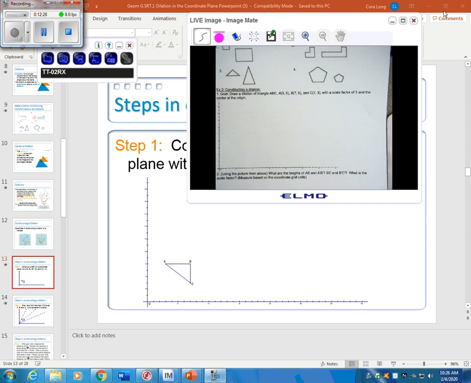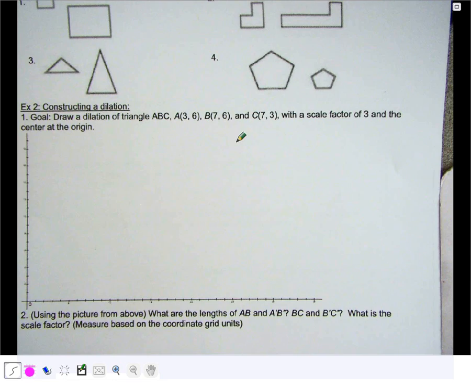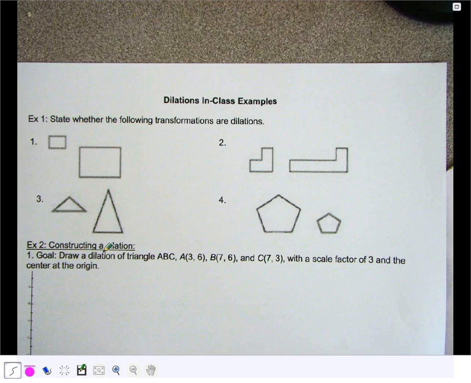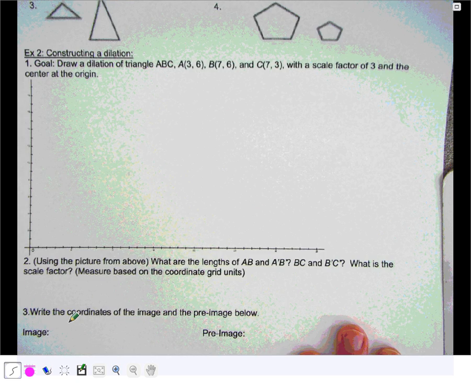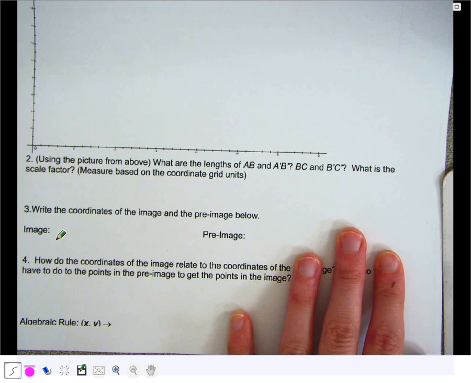So we're on this paper right here. We're on example 2. We already did example 1 at the top. So I'm going to be walking you through this part right now, and then we'll be answering these three questions after we complete our pre-image and image triangles after it undergoes the scale factor.